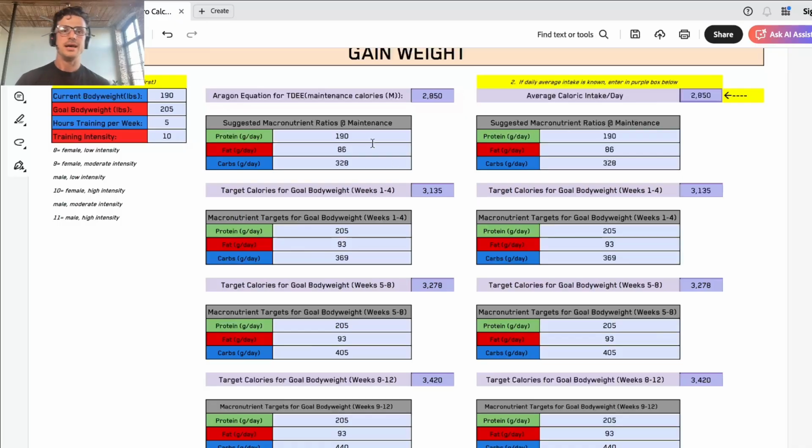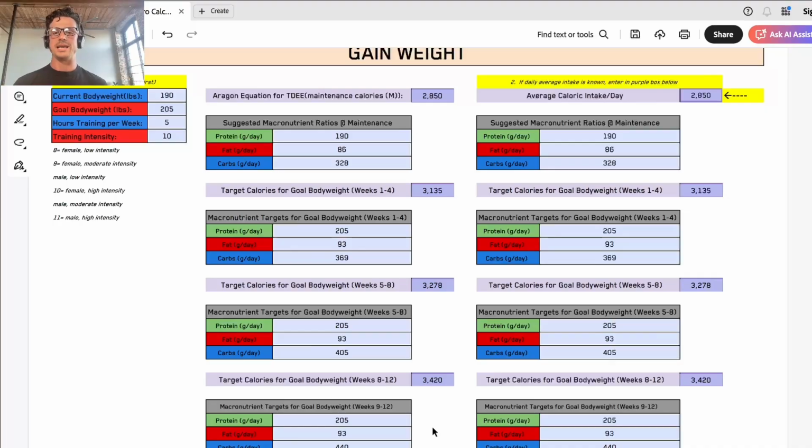So what you'll see here is that if I'm 190 and I want to be 205, the primary adjustments that are going to be made are I'm going to start eating 205 grams of protein a day. So that's 1 gram per pound of body weight. My fat is going to go to half a gram per pound of body weight, essentially. And then my carbs, grams a day, are going to slowly go up. 369 on the first week. So at maintenance, excuse me, I'm at 328. Weeks 1 to 4, I'm going to bump that up about 40 grams. Weeks 5 to 8, I'm going to bump that up another 40 grams. Weeks 8 to 12, I'm going to bump that up another 40 grams. And that's where my caloric increase is going to come from.